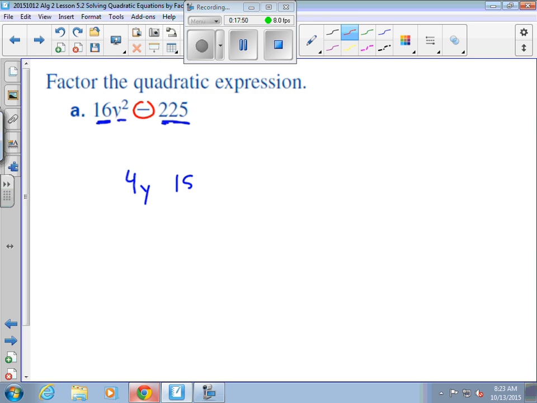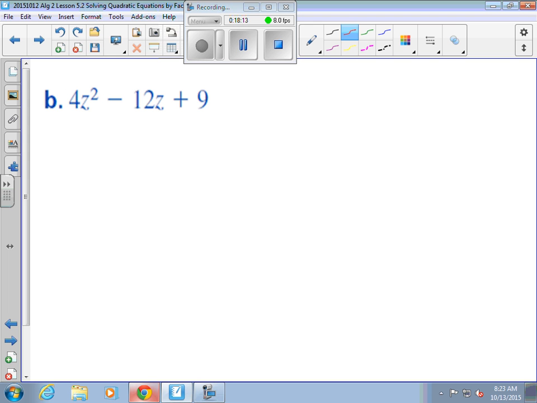It is the difference of them. So 4y plus 15 times 4y minus 15. Notice it's the same thing. 4y on both of them and 15 on both of them. One's plus and one's minus. Many times it's the difference of two perfect squares. That's how you do it. Let's do this one. This one's a perfect trinomial. 4z squared minus 12z plus 9. Think about 30 seconds on that one.